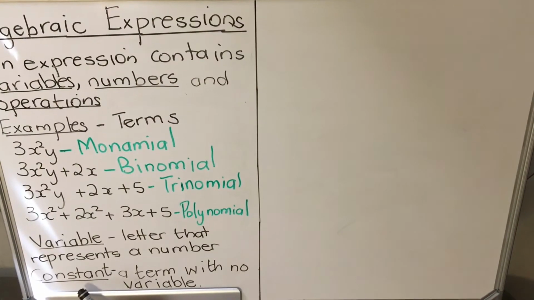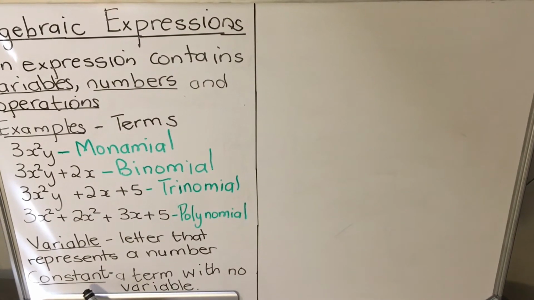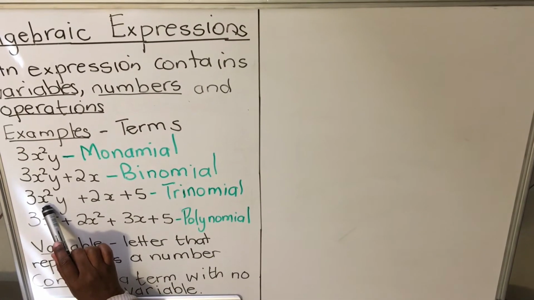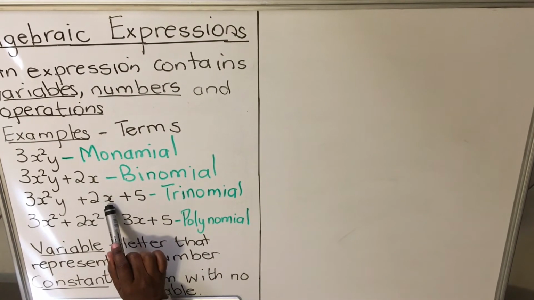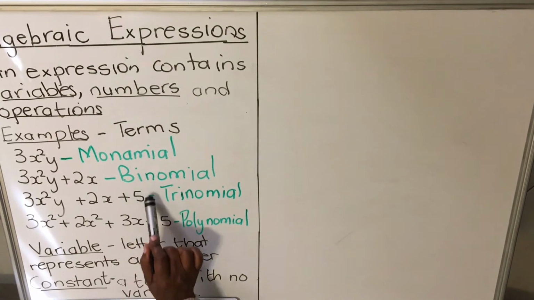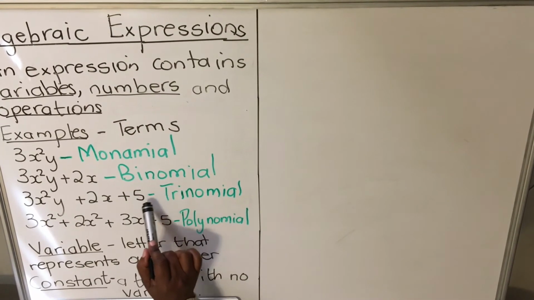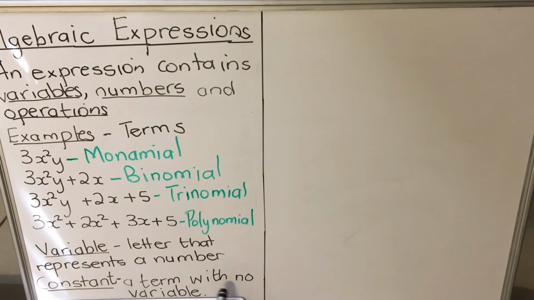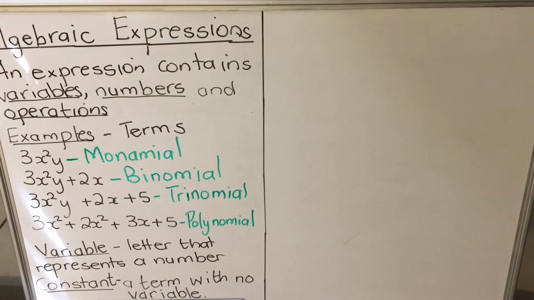Okay, we also have constants. A constant. When you look at this term, do you see this term has a variable? This term also has a variable. This term has just a number with no variable and is called a constant. So a term with no variables is called a constant.